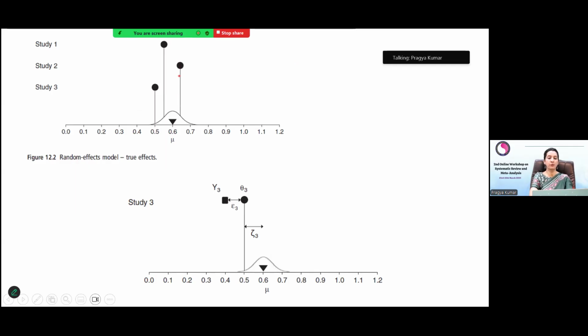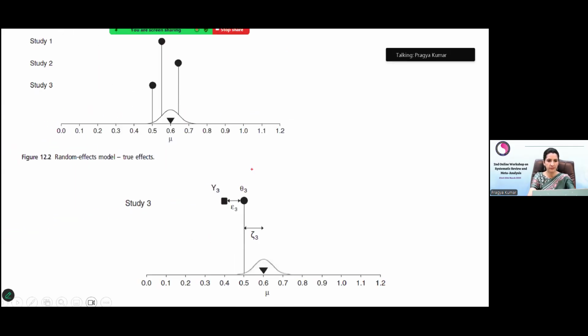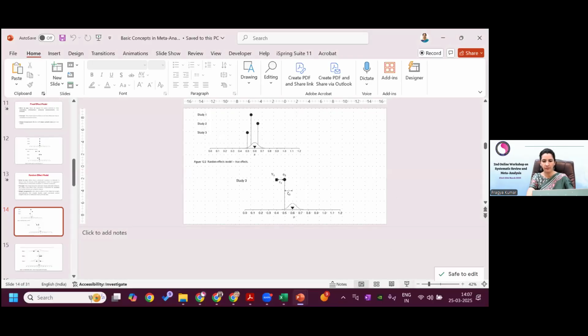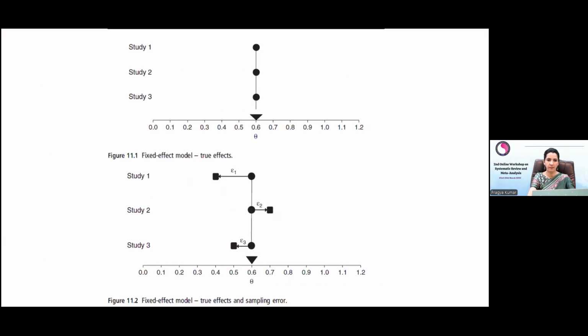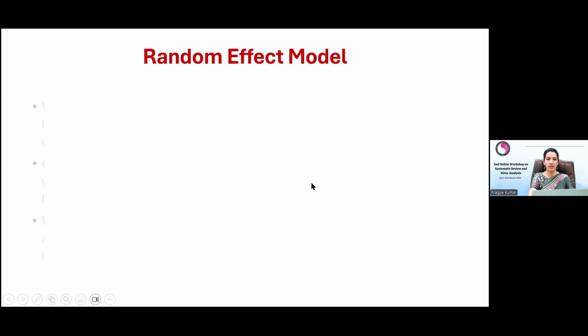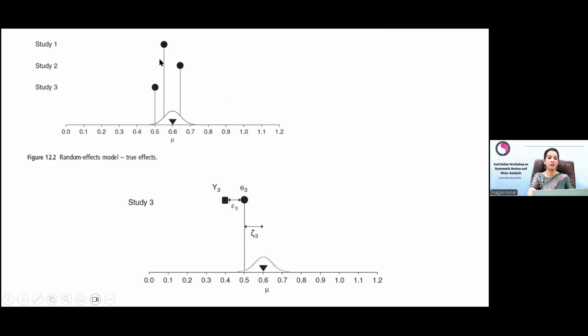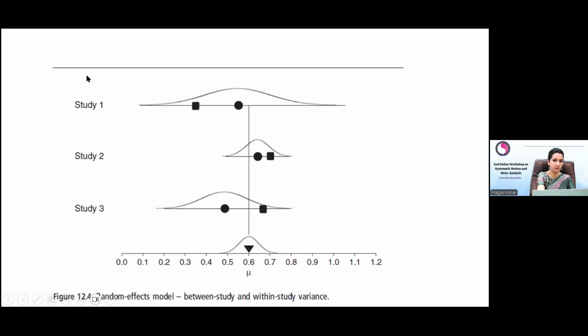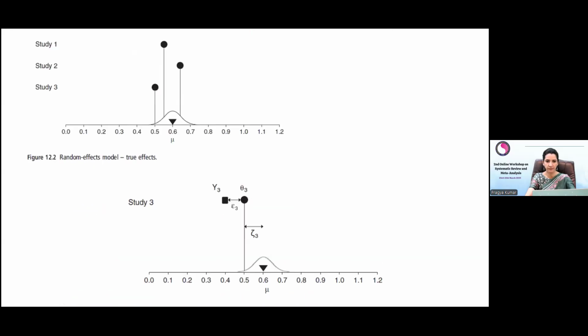In the fixed effect, you have seen that all these three were lying on a single line. That means study 1, study 2 and study 3. For all these three studies, the true effect size is the same, and the observed effect size was this, which was due to sampling error. But in the case of the random effect model, you see that there are three true effect sizes. The true effect size for study 3, if I talk about study 1.